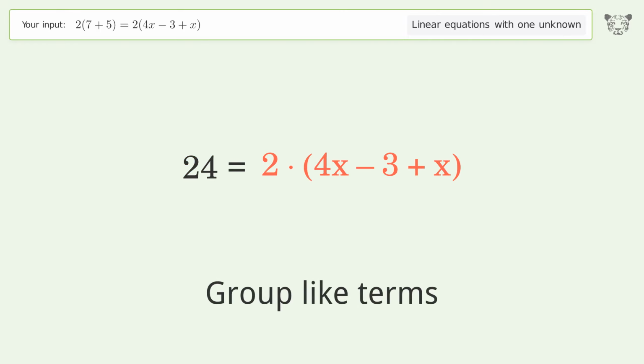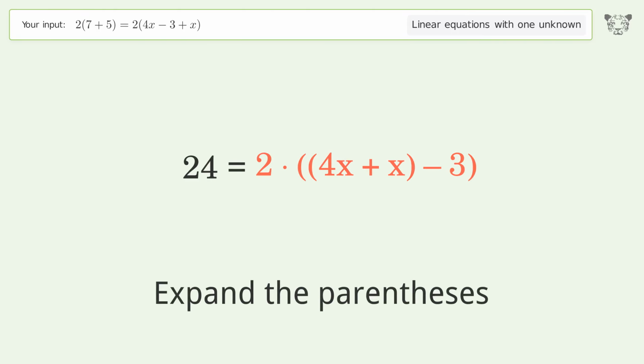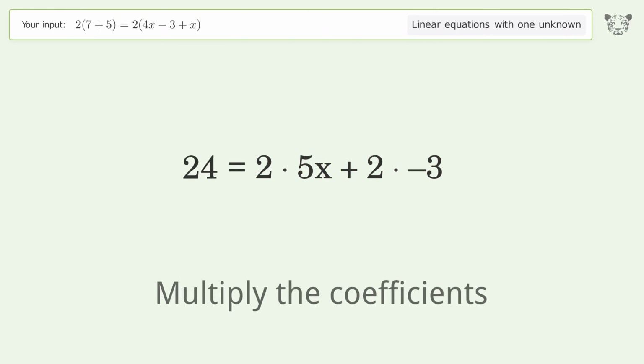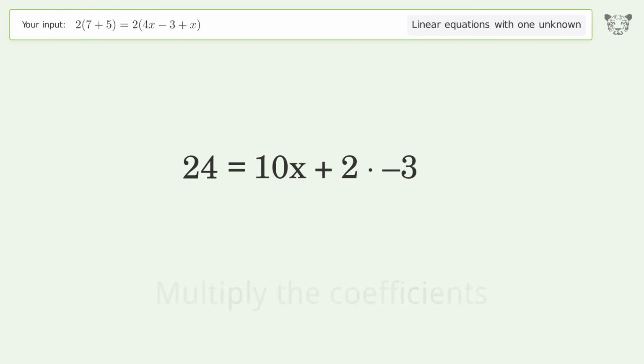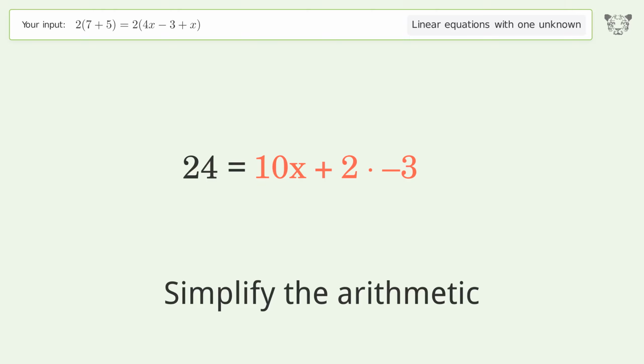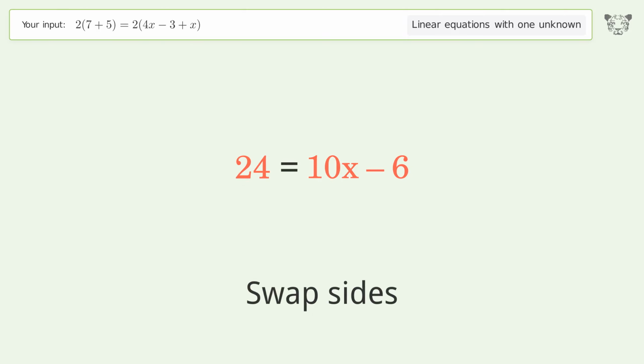Group like terms. Expand the parentheses. Multiply the coefficients. Simplify the arithmetic. Swap sides.